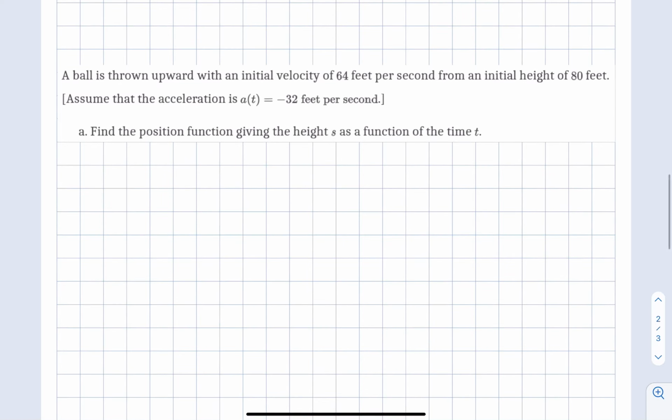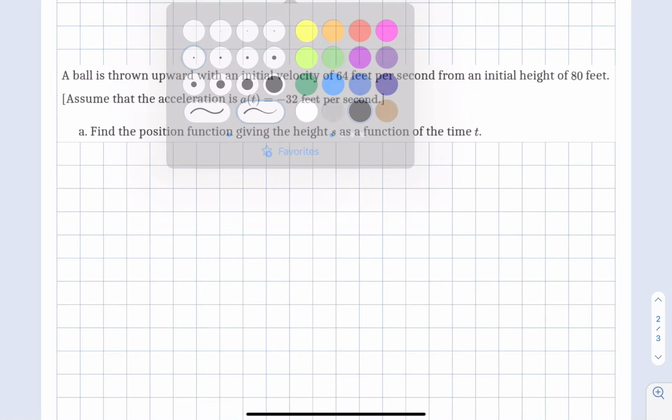Okay, so again, we look at some information that we have here. We have an initial velocity of 64 feet per second, being thrown upward. We have the initial height is 80. And then we're going to assume the acceleration of t is negative 32 feet per second squared. All right, so let's just see how we can work through this now.